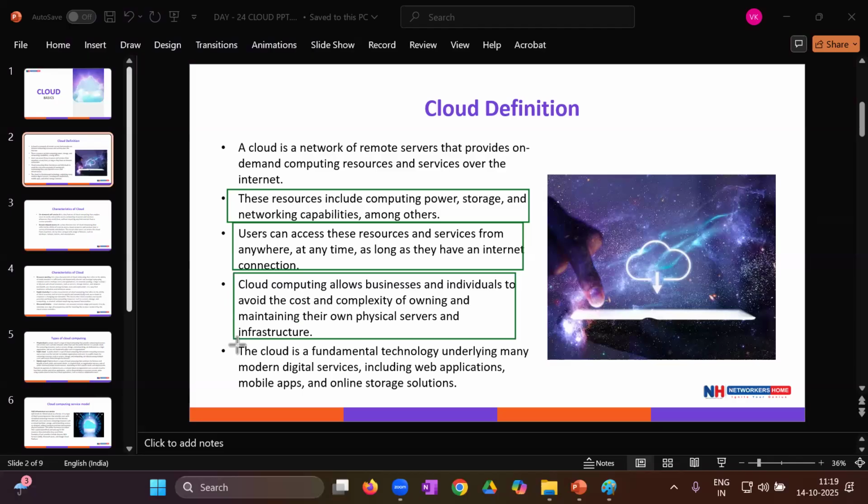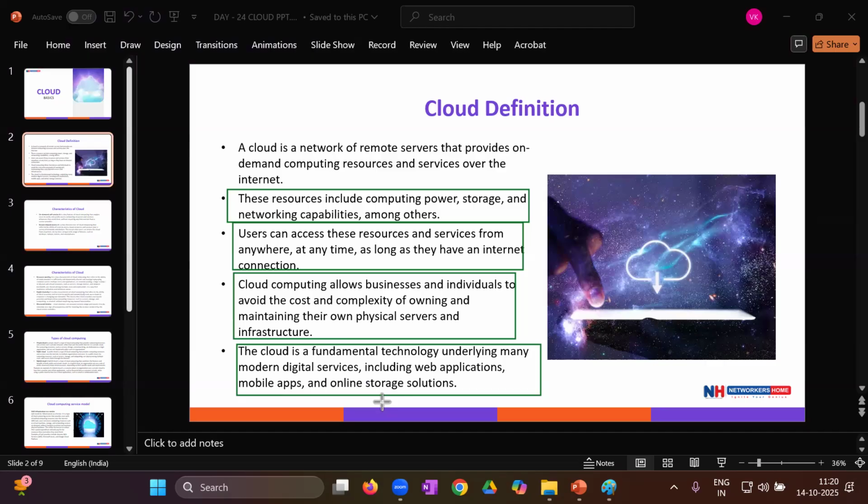Now, the cloud is a fundamental technology underlying many modern digital services, such as web applications, mobile applications, and online storage solutions. So we can use these services for running various things, not only for storage. For example, we may want to have a virtual machine. That virtual machine is hosted on a server. Now you get the IP of that particular server, and then you access that server using the IP, and you will be able to make all the changes and configuration on that physical server remotely.